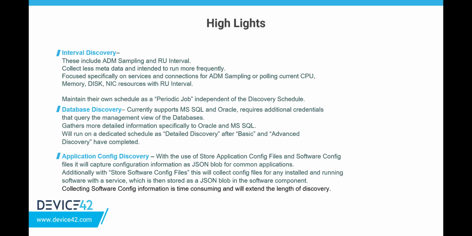All right, so let's just recap some quick highlights. So we have the interval discovery. This is going to include your ADM sampling interval and RU interval. So again, specifically focused on metadata that is going to provide services and connection information that can run more frequently and runs independently of the basic discovery. So generally you can have these running more frequently, and then your broader discovery jobs that run infrequently throughout the day to collect all data about those particular devices.